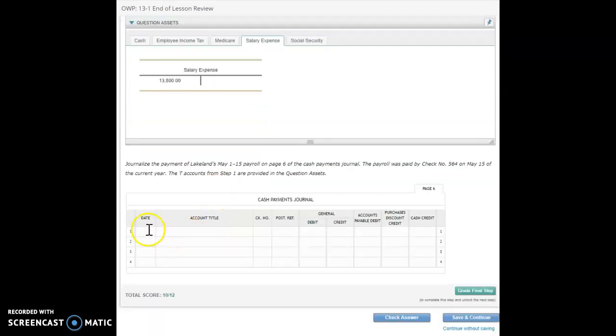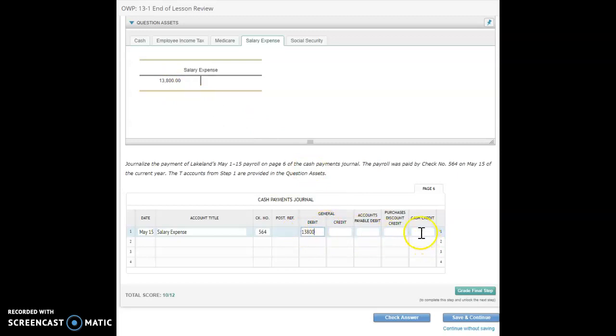And I kind of wish they would put these in order, but we kind of have to think about it a little bit here. Now, remember on the lecture I told you we were starting on like line number 11, so we didn't need to put the month in, but here we're starting on line 1. So that tells me I do need to put the month in. So May, and the date is the 15th. So that first account title is the salary expense. Check number is 564. And then my debit amount is 13,800.